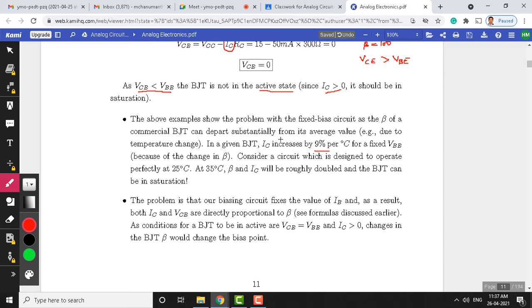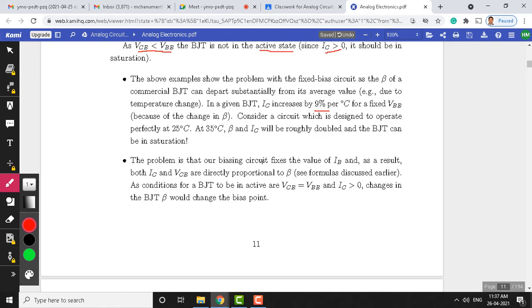This is how the collector current increases because of the change in the beta value. Now, if you want to design a circuit at, say, room temperature 25 degrees Celsius, and at 35 degrees Celsius, you can see that beta and IC will roughly get doubled here. And the BJT moves into saturation here. That means even when the temperature varies, the collector current also increases, and that changes the value of collector current in the output circuit here.